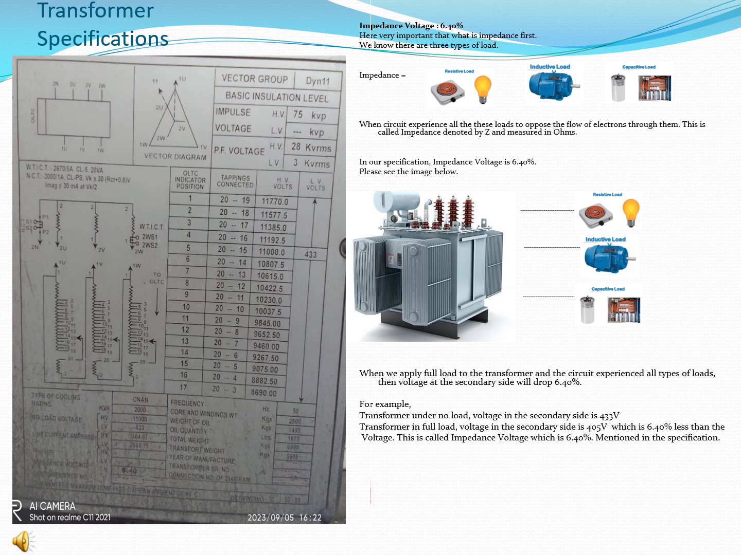Let's understand this concept with an example which I have mentioned below. When the transformer is under no load, the voltage at the secondary side is 433 volts, as we know from the transformer nameplate. Next, when we apply the transformer to full load, that means resistive load, inductive load, capacitive load, whatever the load we apply, the voltage in the secondary side is 405 volts, which is 6.40% less than the actual voltage. The actual voltage is 433 volts, but the voltage when the transformer is at full load is 405 volts. The drop of voltage is 6.40%. This is called the impedance voltage, which is mentioned in percentage. This is also called percentage impedance.